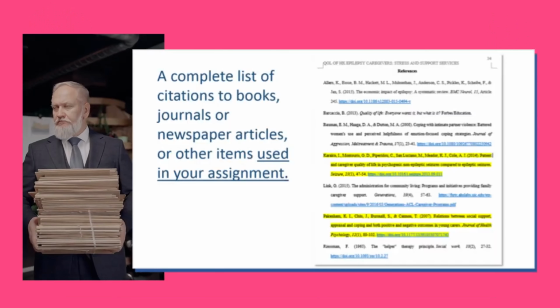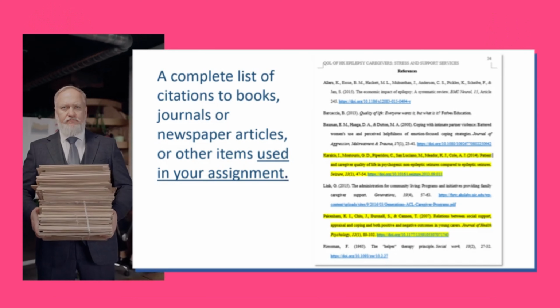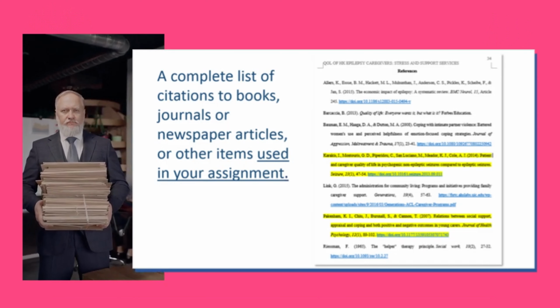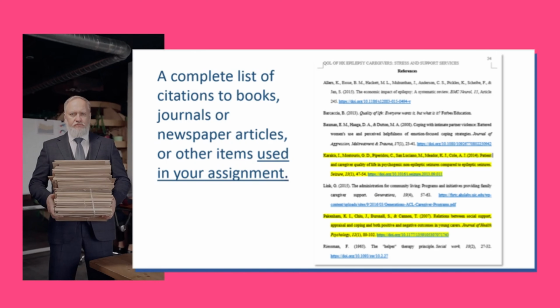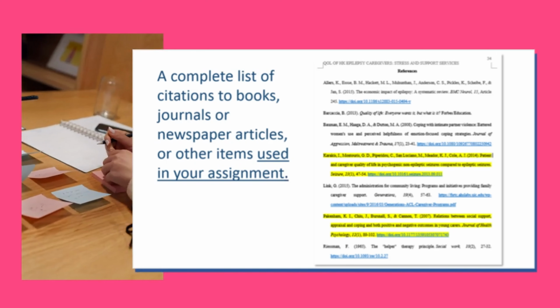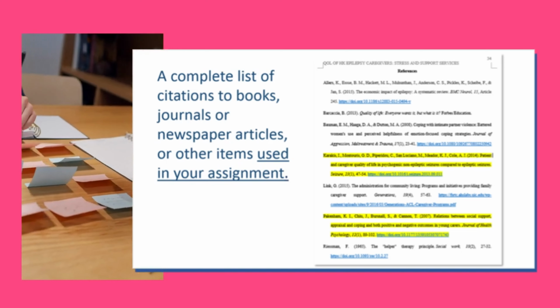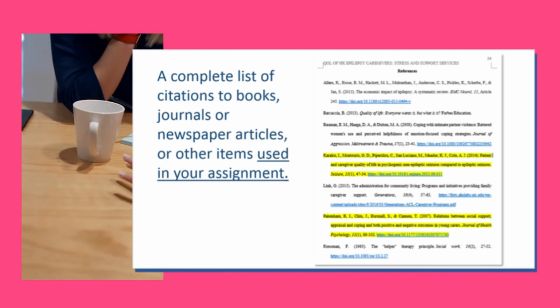A reference list is a formatted list of all sources you cited within your paper. The purpose of the reference list is to allow your sources to be found by your reader. It also gives credit to authors you have consulted for their ideas.